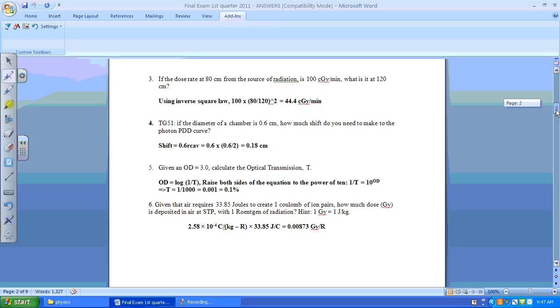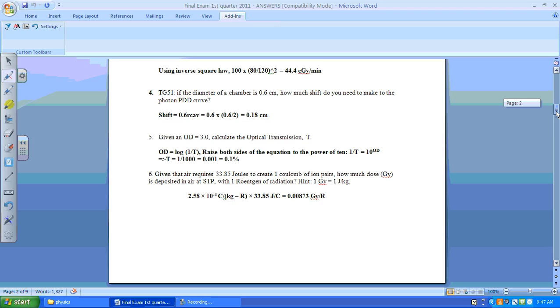And number 4, TG51, the diameter of a chamber is 0.6. How much shift do you need to make? You need to know the shift between electrons and photons. For photons, it's 0.6 r_cav. For electrons, it's 0.5 r_cav. And r_cav, the diameter is 0.6, so r_cav is 0.3, because the radius is half the diameter. So 0.6 times 0.3 is 0.18.